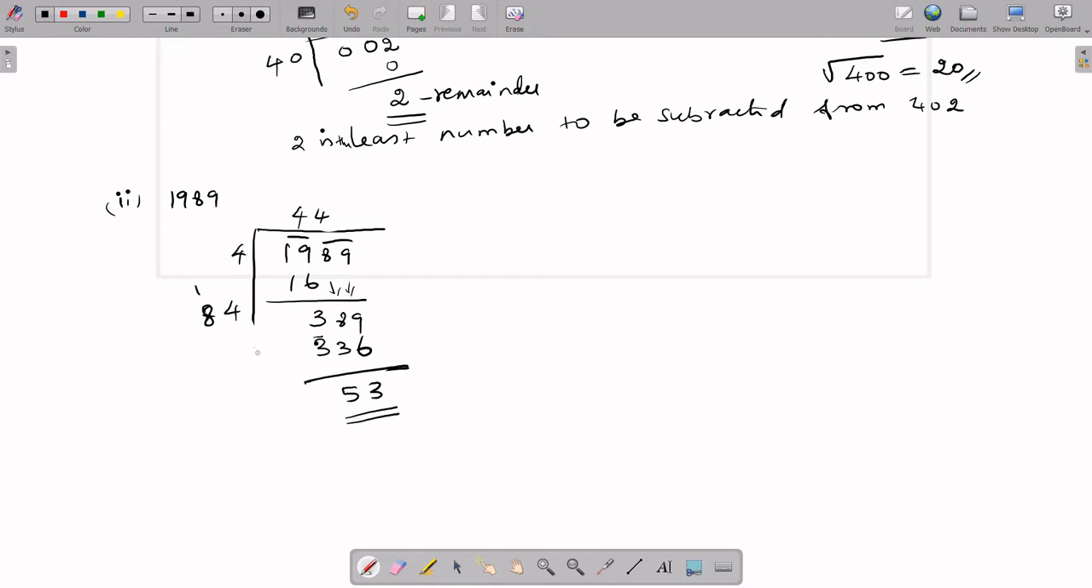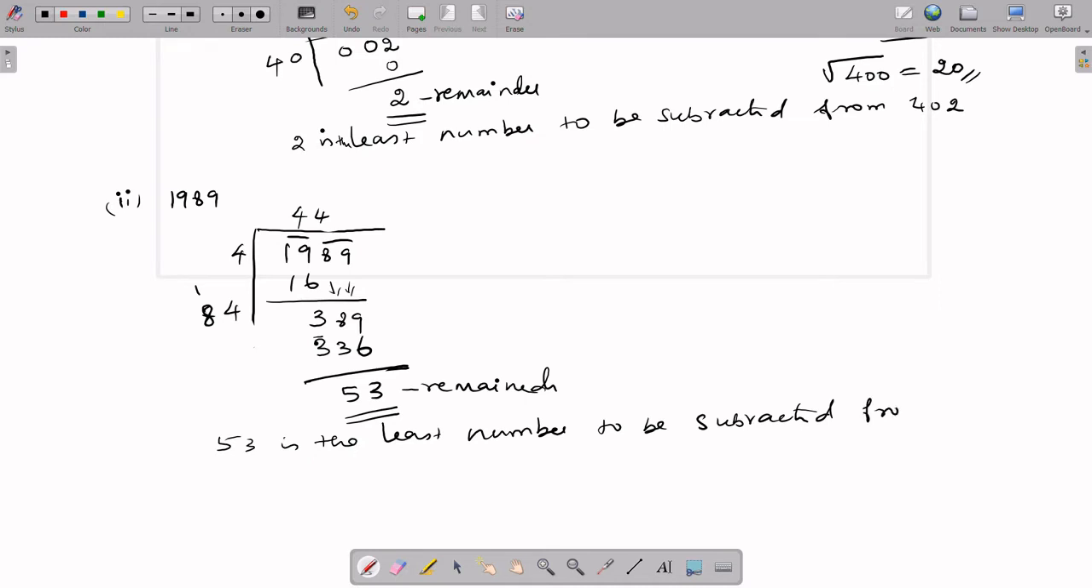After subtracting this, you have to check whether it is less than this number. This is our remainder, and this number is our least number. So 53 is the least number to be subtracted from the given number 1989. So subtract this number: 1989 minus 53 you have to do.